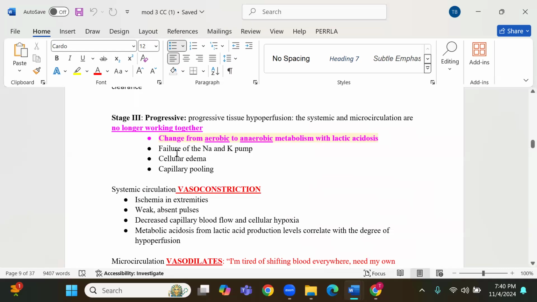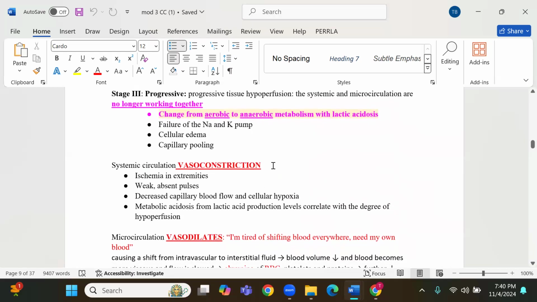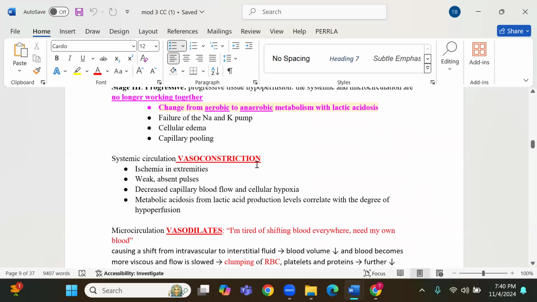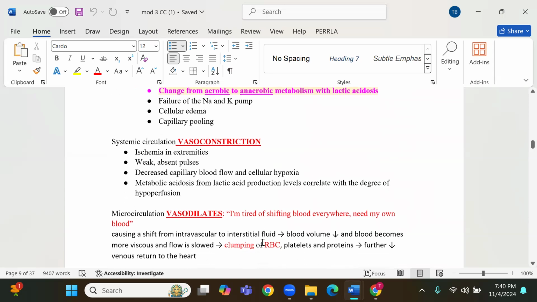Now look, this also failed. The sodium and the potassium pump fail. And you guys have known enough about sodium and potassium to know that when salt is low, you have intracranial pressure. When potassium is low, it can mess the heart up. All sorts of things, right? And then look here, systemic circulation will have vasoconstriction and the microcirculation vasodilates. So we've got one system that's not in sync with the other.